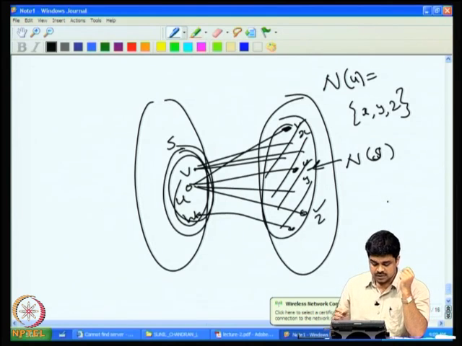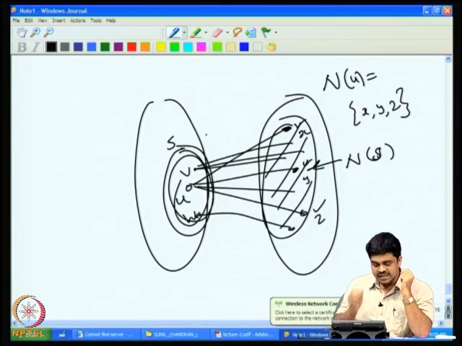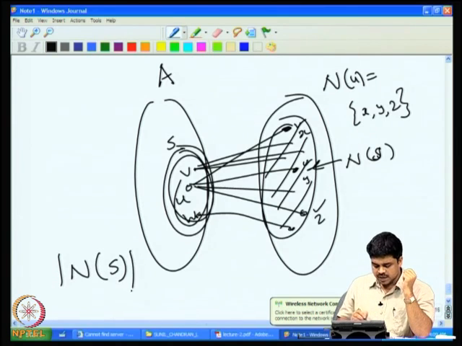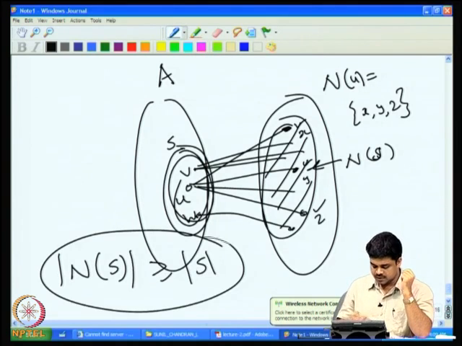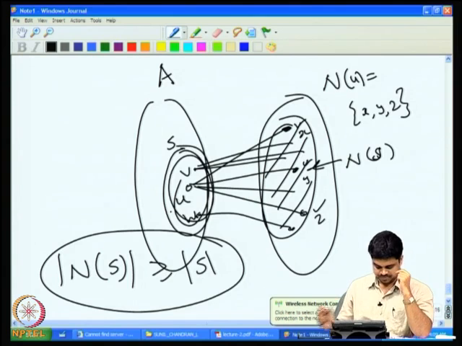Hall's condition says, suppose you consider any subset S of A, and if it so happens that the cardinality of the neighborhood of that set is greater than or equal to the cardinality of the set itself, then we say that Hall's condition is satisfied. And Hall's theorem says if Hall's condition is satisfied, then there will be a matching that matches every vertex of A.